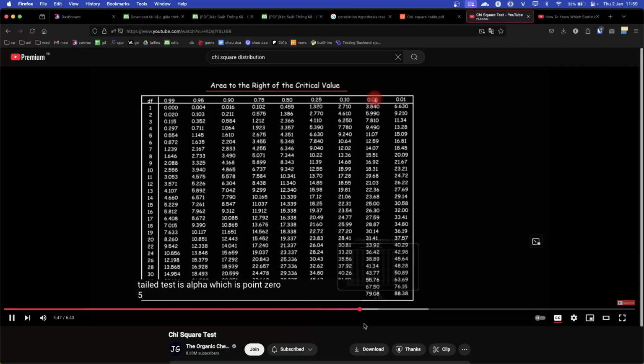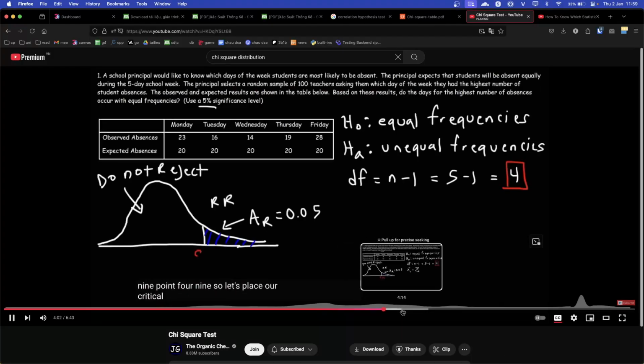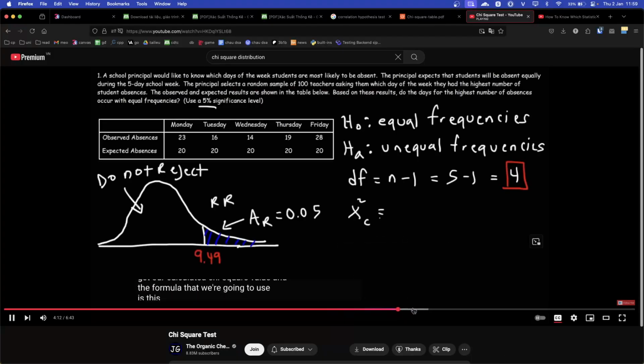The significance level is 0.05. So using this column, and we have 4 degrees of freedom, so using this row, we can see that our critical value is 9.49. So let's place our critical value on the graph.